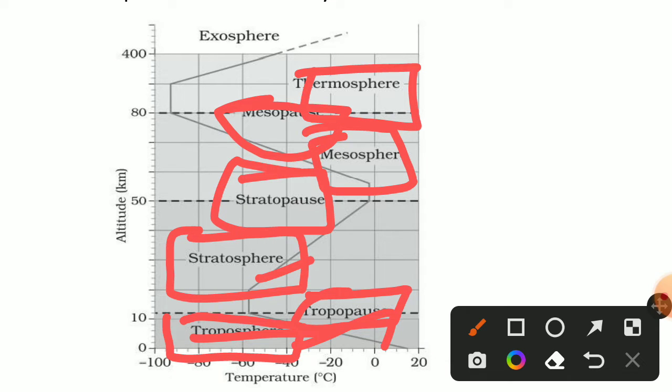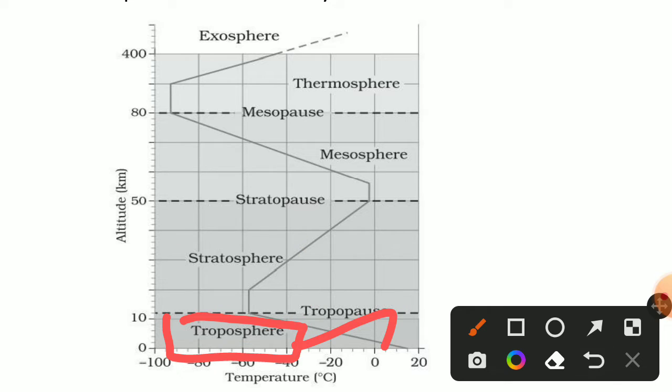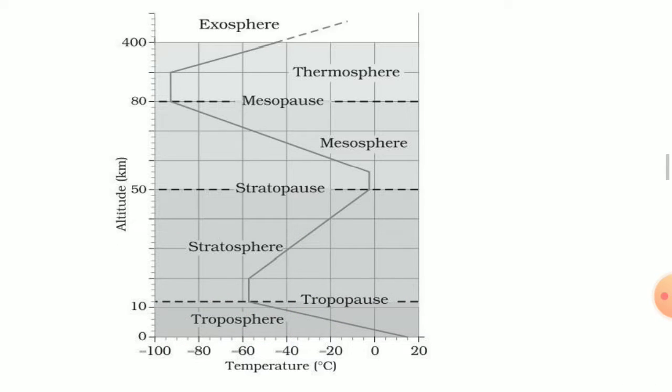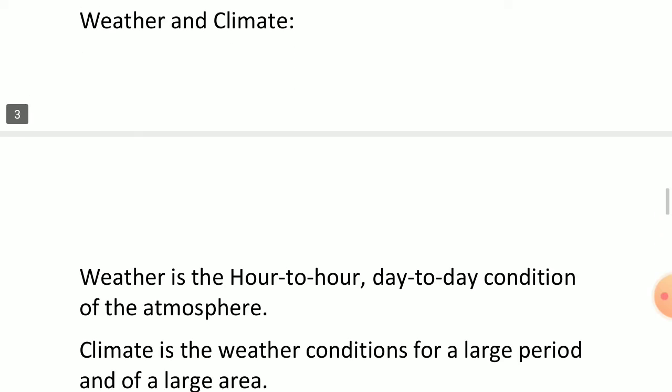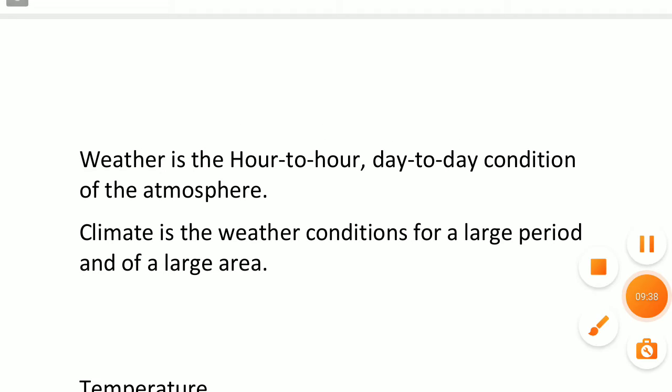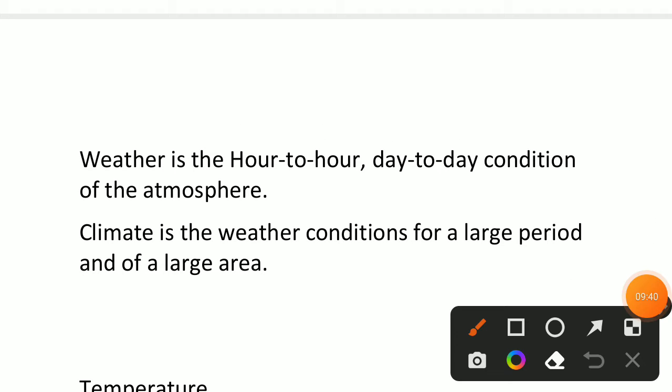The thermosphere is the biggest layer of the atmosphere. The exosphere is the thinnest layer of the atmosphere. This is the structure of the atmosphere. We know the structure. Now we are going to see the weather and the climate.